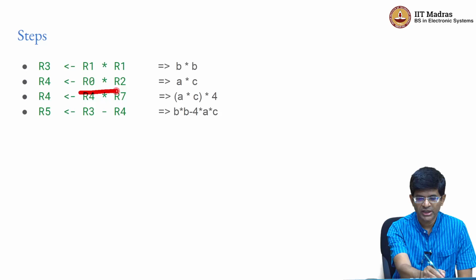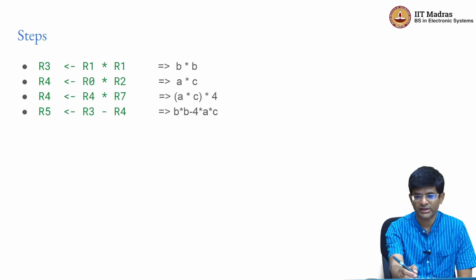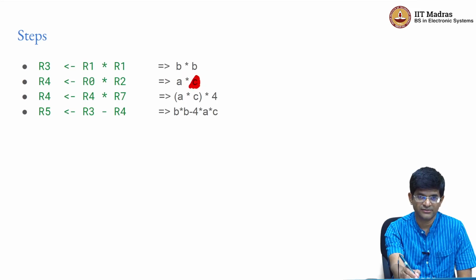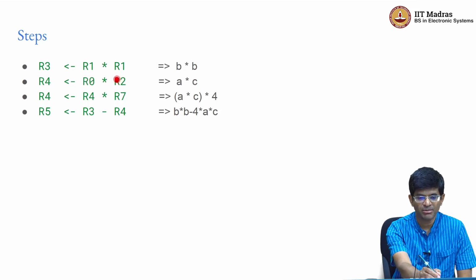In this particular case, for example, if you look carefully through your instructions for the entire quadratic equation, you will probably see that after this A into C has been computed, I never use C again by itself, but I do use A. So writing into R0 is probably not a good idea, but maybe writing into R2 would have been fine.